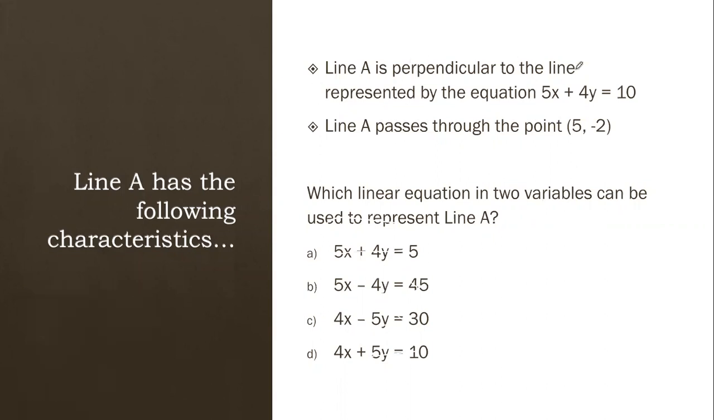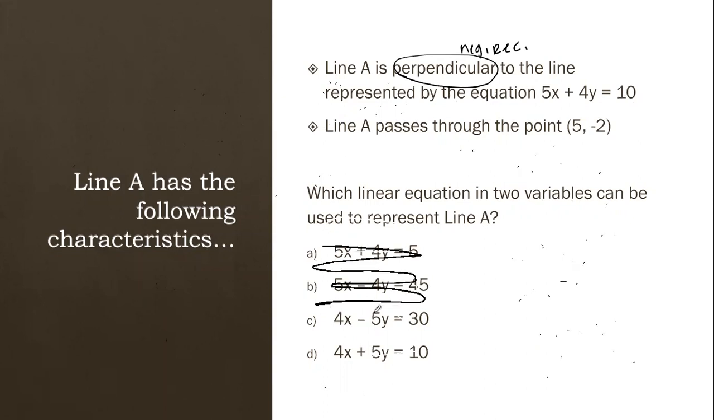Line A is perpendicular, so automatically I'd write negative reciprocal to remind myself, to the line represented by the equation 5x plus 4y equals 10. What is the slope of this equation? The slope right now. Positive or negative? Negative. So negative 5/4. So right now my slope is negative 5/4.